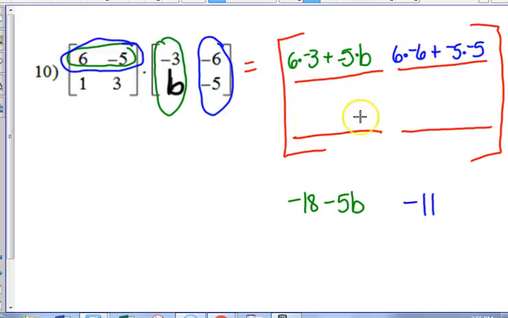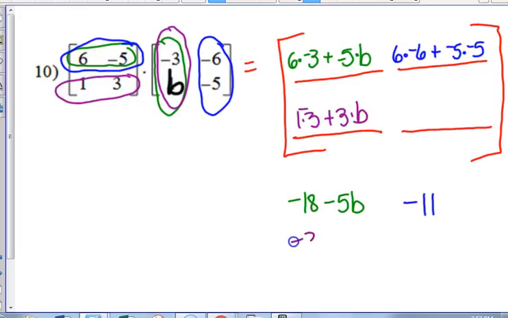Okay, I need this entry. Tell me the name of that spot right there. Row 2, column 1. So therefore I am multiplying row 2 by column 1. 1 times negative 3, whoops, just kidding, that doesn't look very good, plus 3 times b, which becomes, there we go.